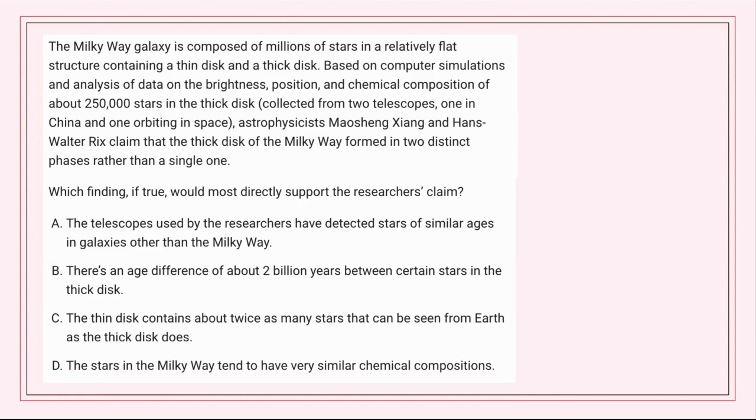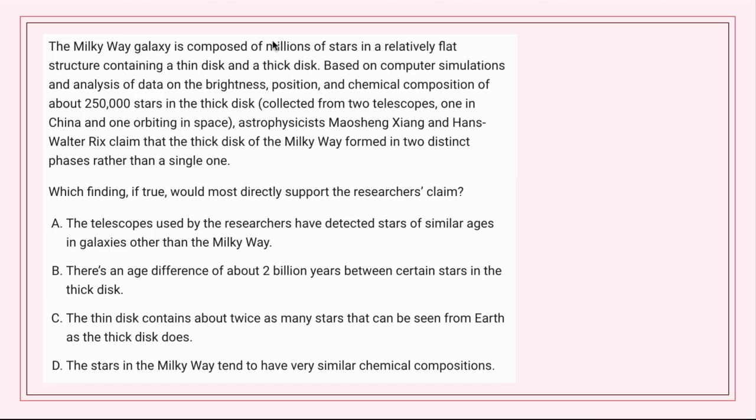Based on computer simulations and analysis of data on the brightness, position, and chemical composition of about 250,000 stars in the thick disk, collected from two telescopes, one in China and one orbiting in space, astrophysicists, blah blah blah, claim that the thick disk of the Milky Way formed in two distinct phases rather than a single one. Okay. So here they give you a lot of information about what they analyzed, how many stars they analyzed, and what they analyzed it with. But that's kind of distracting information meant to overwhelm you, sort of.